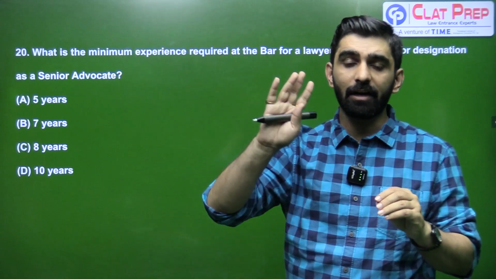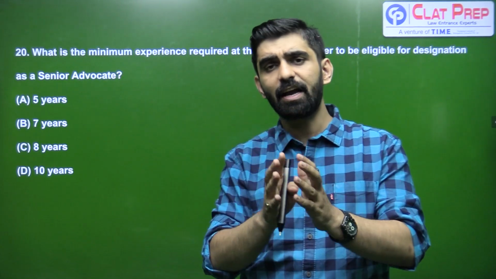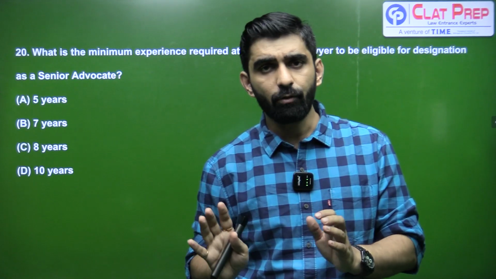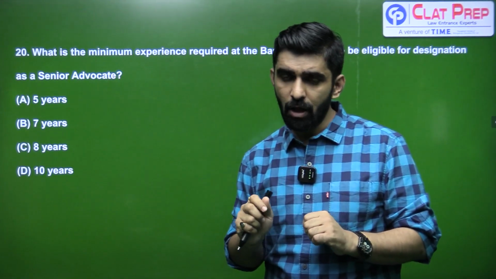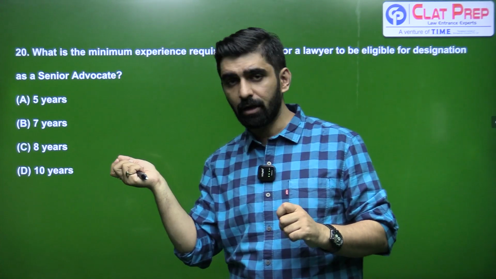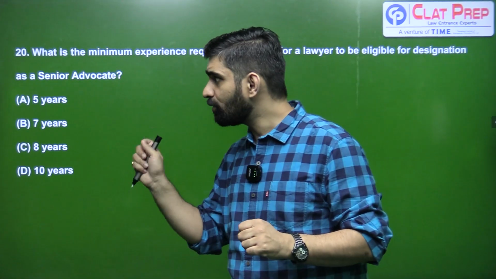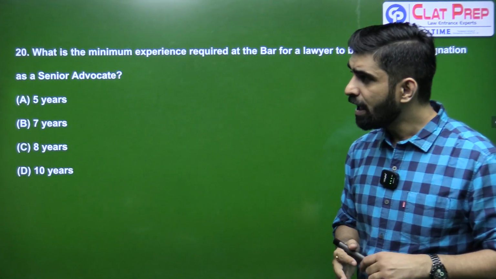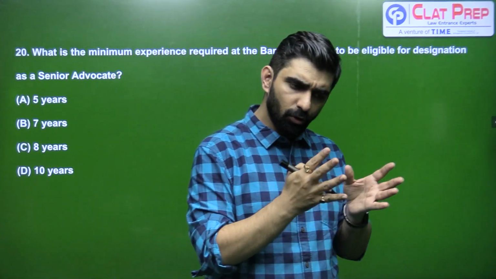It is a different matter that the Supreme Court or a High Court judge decides on the basis of certain criteria to declare you a senior advocate, but you have to have practice of at least 10 years, which is given in option number D. So the correct answer for 20 is going to be D, 10 years. If a particular lawyer has an experience of 10 years, then only he is eligible to apply for senior advocate designation. Okay, so students, these were the important 20 GK questions for today, which have been curated from your Hindu and Indian Express.